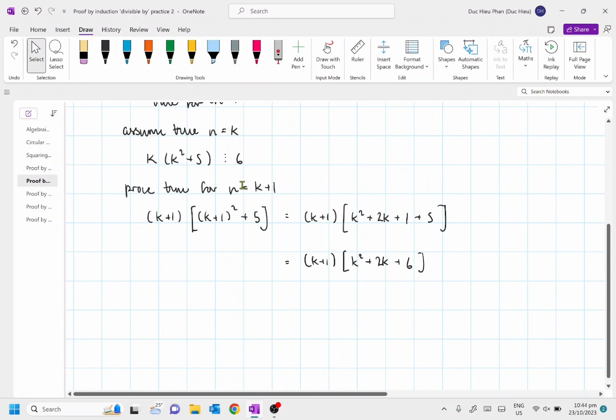Okay, so again, we want to see this part represented down here. So where do we see that? How do we do that?